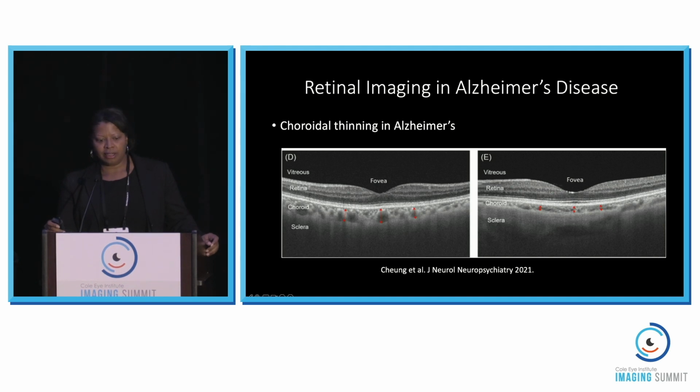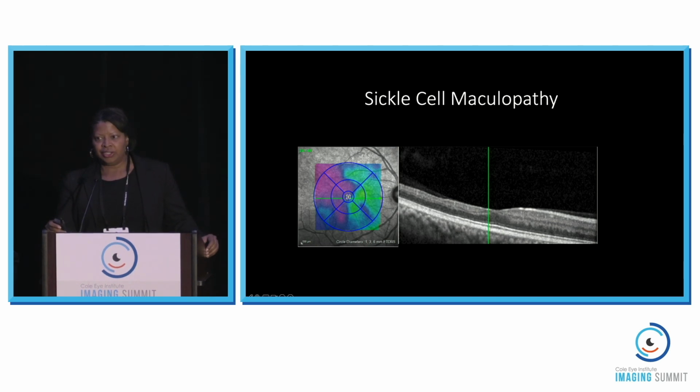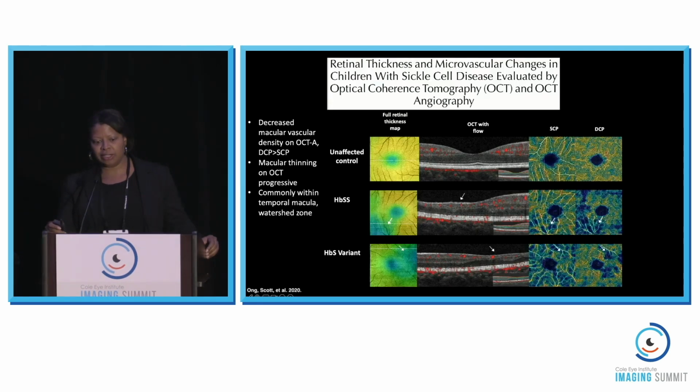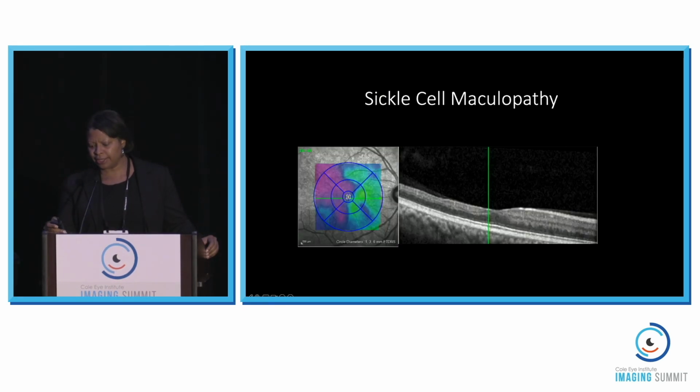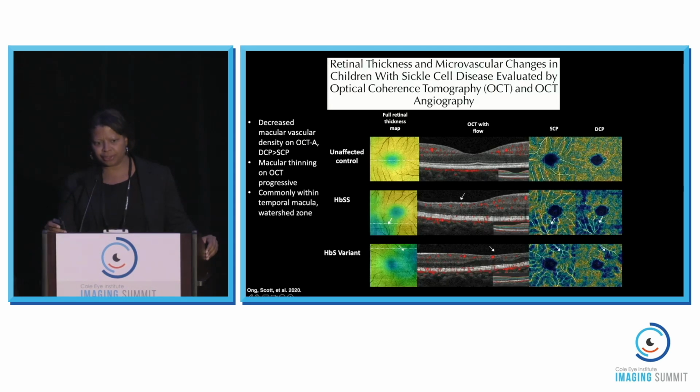Here's an example of a study published in the Journal of Neurology and Neuropsychiatry that shows retinal imaging in Alzheimer's disease. This is a scan of a patient with Alzheimer's disease in which choroidal thinning was noted. So this is a very common type of OCT scan we see in our clinic in patients who have sickle cell disease, and it's very characteristic. It's a characteristic retinal thinning that we often see can involve the central retina, but can typically involve that temporal retina, and that's a known watershed zone in the retinal circulation.